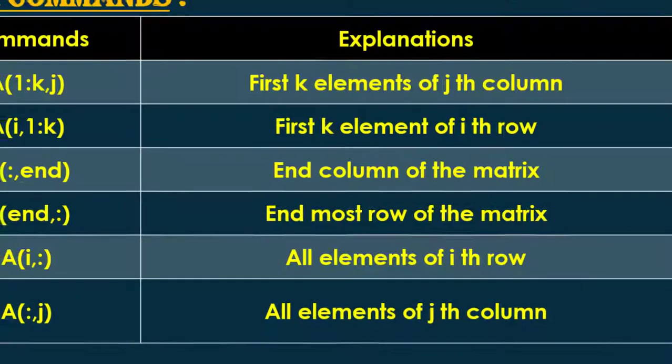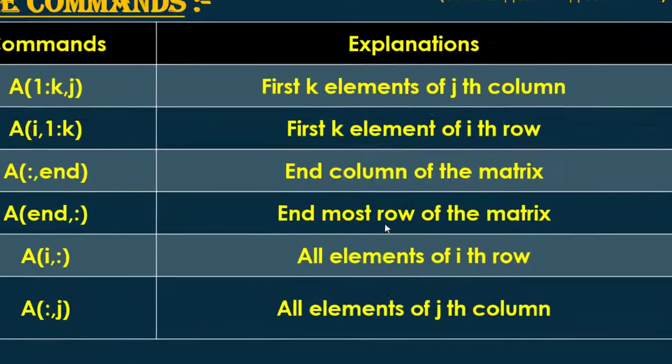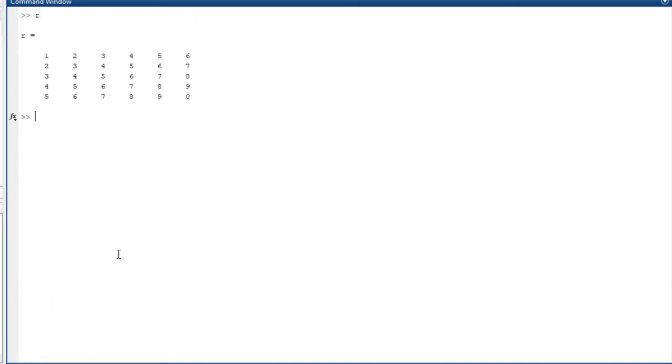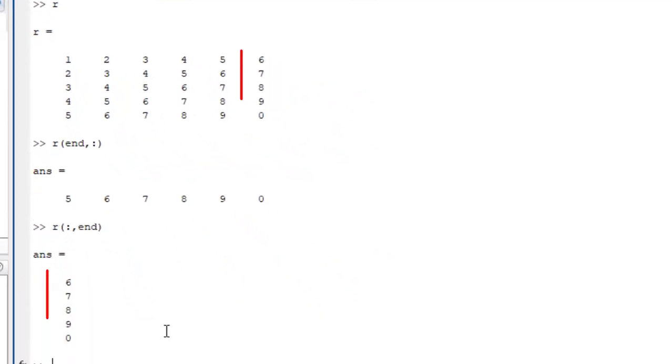Now if I write A(:,n), the nth column will be selected, and if I write A(n,:), the nth row will be selected. For example, R(end,:), the last row will be selected, and if I write R(:,end), the last column will be selected.